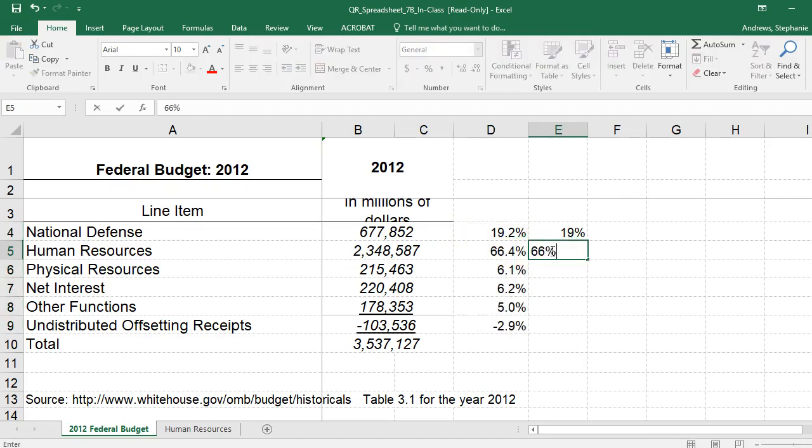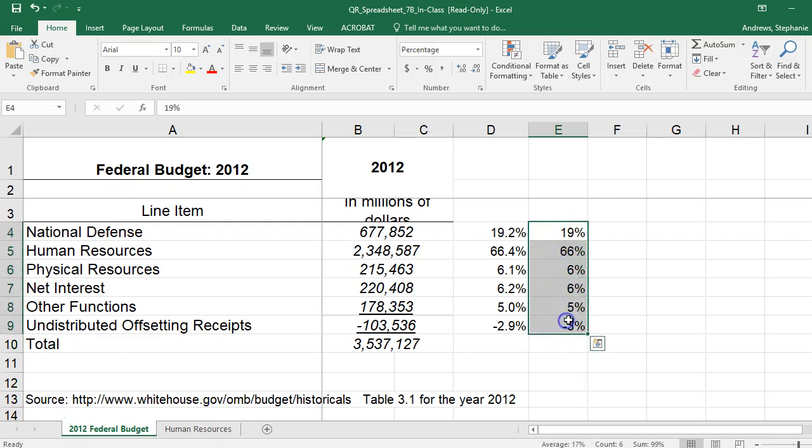I'm going to go ahead and do the rounding as it said. I'll do it by hand. And I'm getting a 6%, 6%, 5, and interestingly, a -3%. It did mention that all of these should add up to be 100%.